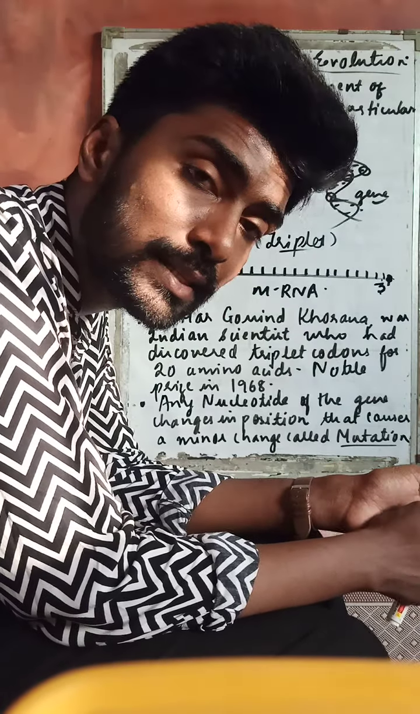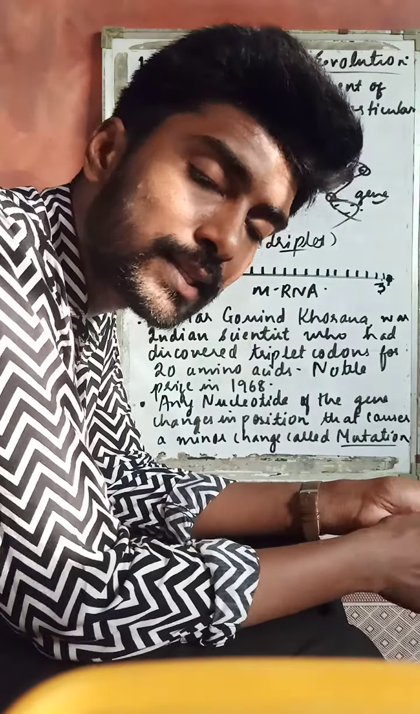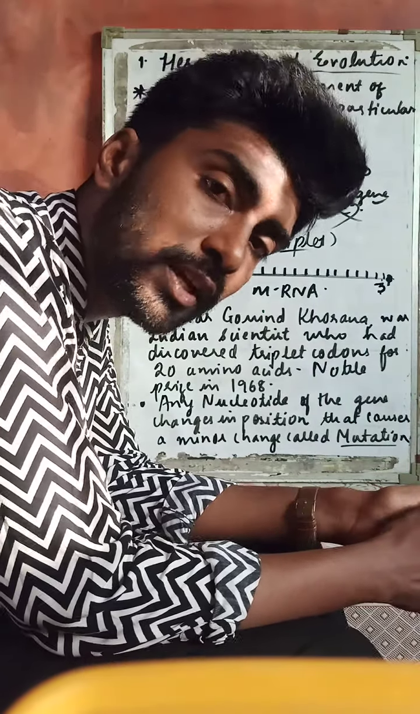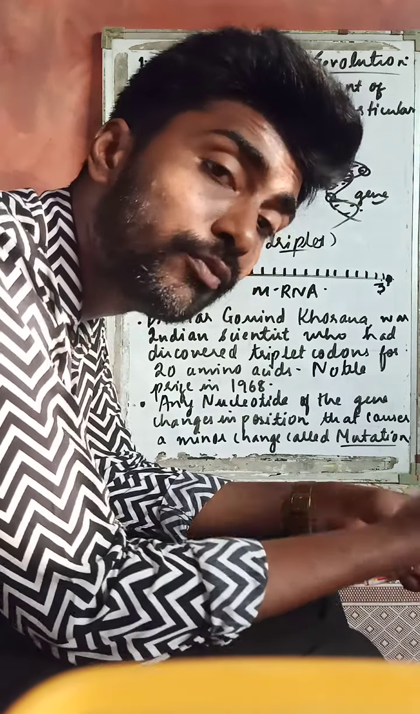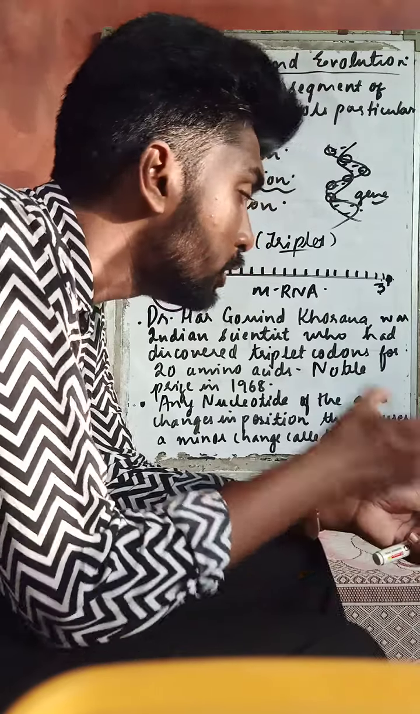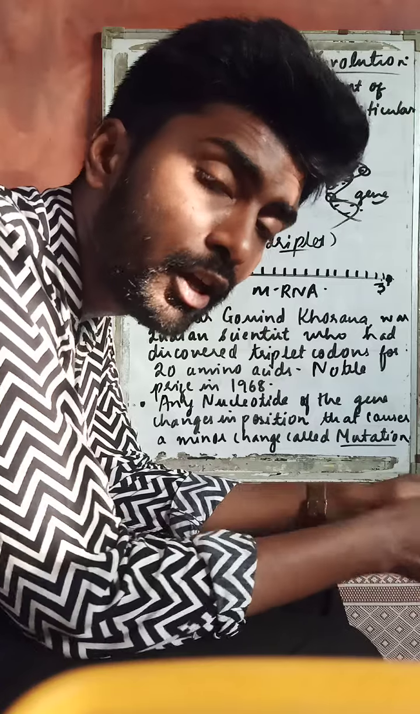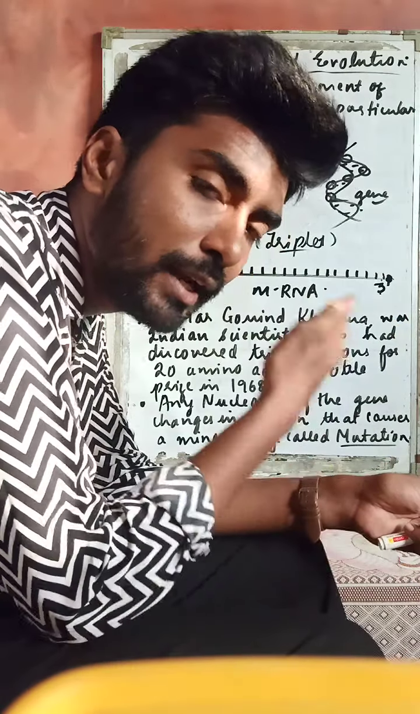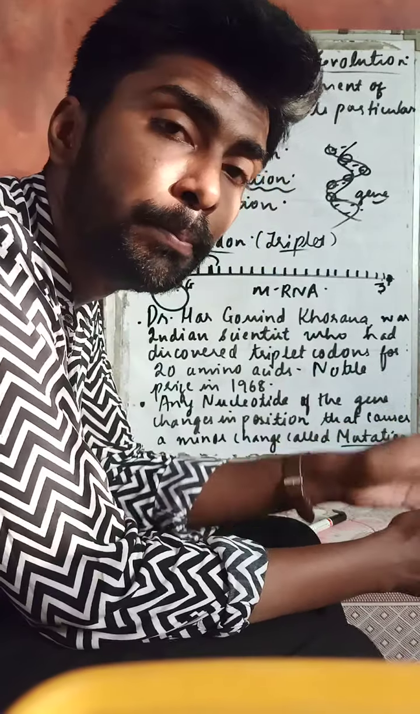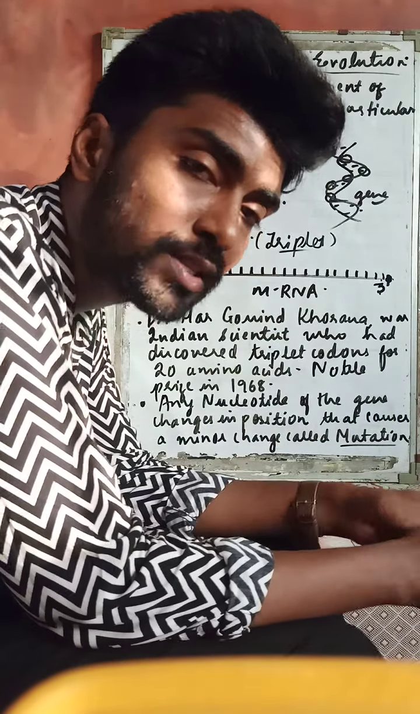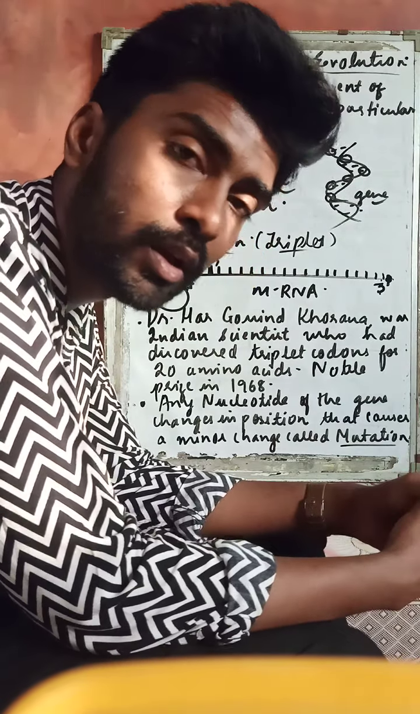Now what happens in sickle cell anemia? The sixth amino acid on the hemoglobin chain is glutamic acid. This sixth amino acid, glutamic acid, is replaced by the amino acid valine. It means the position of glutamic acid is taken by valine, which is a minor change in the sequence of a protein chain of a hemoglobin molecule, and that is called mutation. So mutation may cause a minor change in the genetic constitution of a living organism. Okay, thank you.